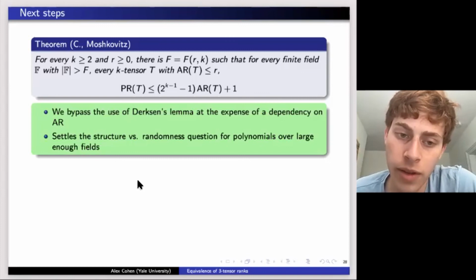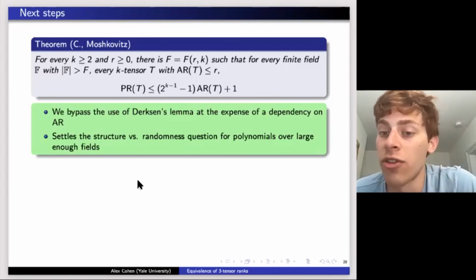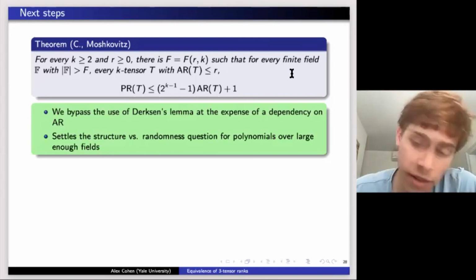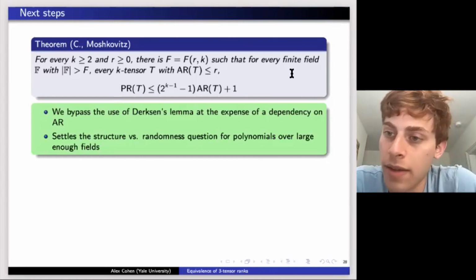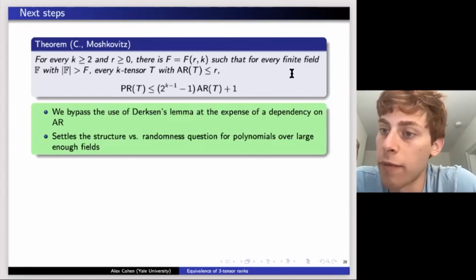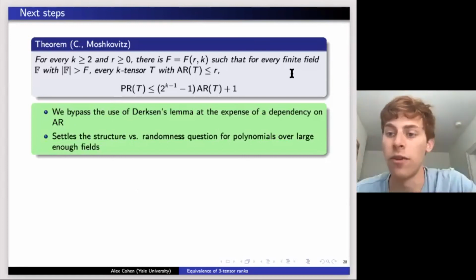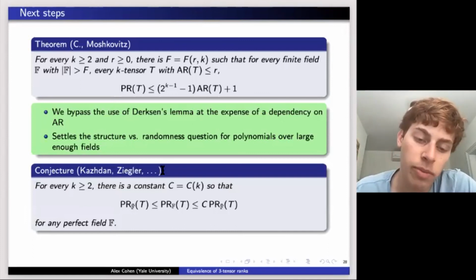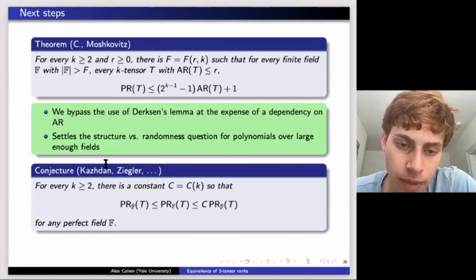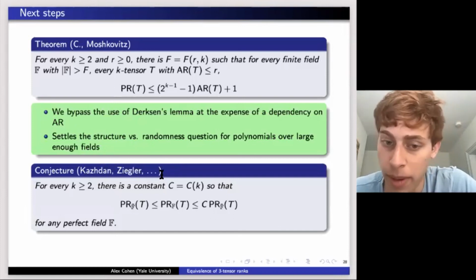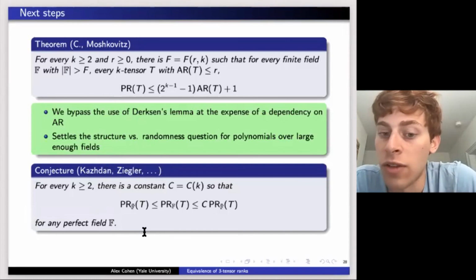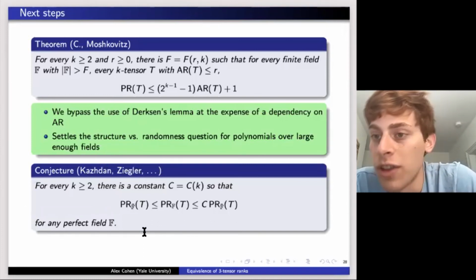This theorem essentially settles the structure versus randomness question for polynomials over large enough fields. If you have a polynomial over a large field with large bias, you can explain all of the bias in terms of partition rank, in terms of a decomposition into a few structured pieces. It's been conjectured by other people that the partition rank is stable under field extensions as well. If this is true, then the proof is much easier, and it doesn't depend on the field size or on analytic rank.